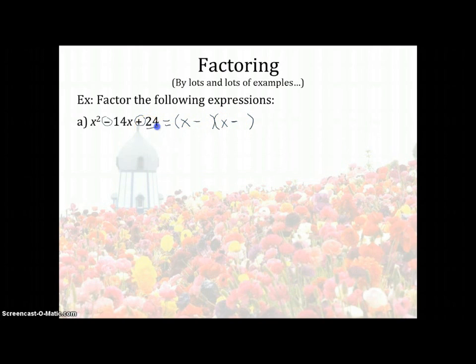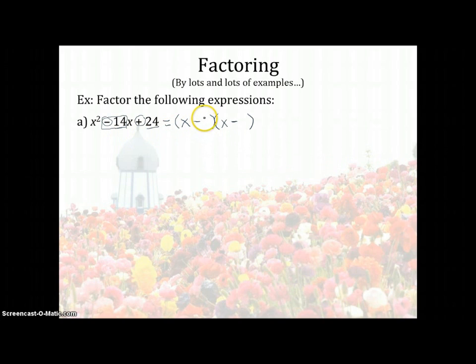Lastly, we need to look at the constant and the number in front of the x term. And remember, we always want to look at the entire sign. So our goal in order to find what goes in these two missing spots are two numbers that when multiplied give us 24, but when added give us negative 14.